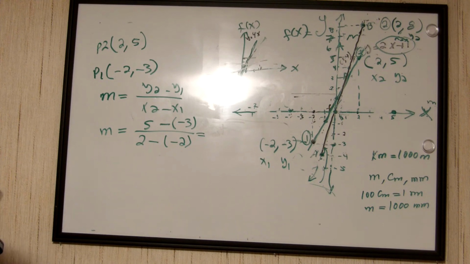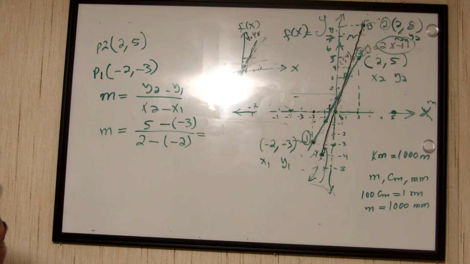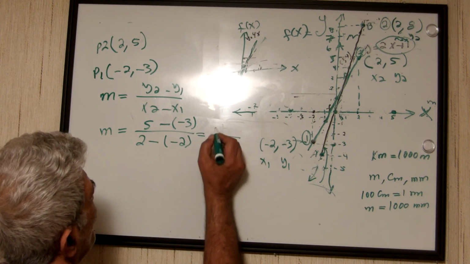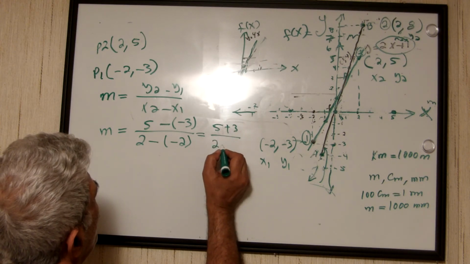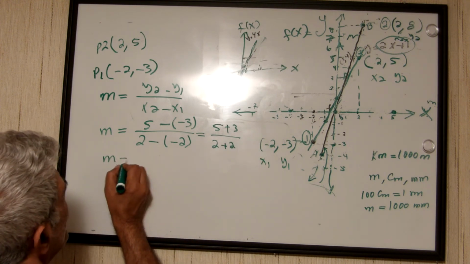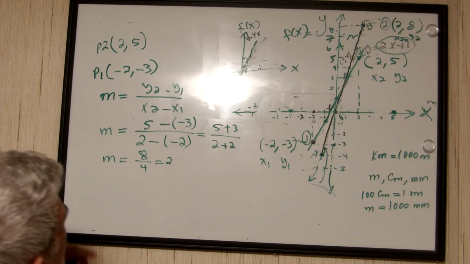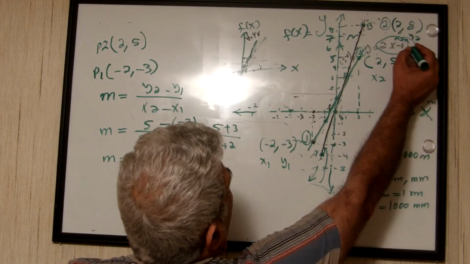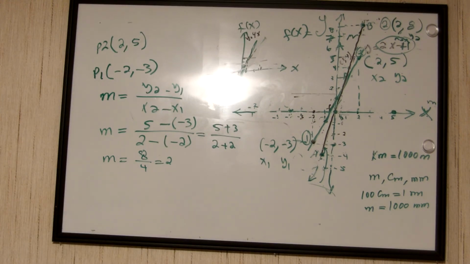Do you know what I'm talking about? We put the values in this equation and we find the value of m, which is 5 plus 3 at the top, over 2 plus 2. So m is going to be equal to 8 over 4, which is 2. So we find m is 2 so far, we just find the slope. Now we're going to find the equation of the line.